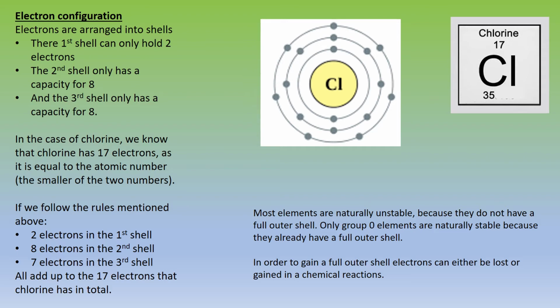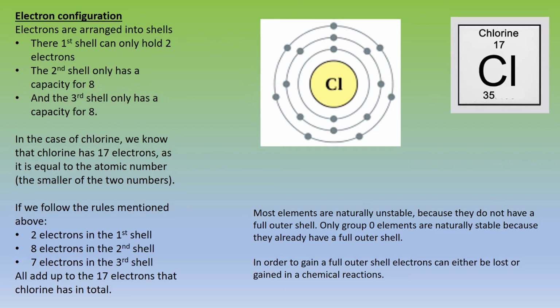Okay. Now naturally, most elements are just unstable. They've not got a full outer shell, so they're unstable. The only group that is stable is group 0. They are naturally stable because they already have a full outer shell. So if you look at things like helium, argon, stuff like that, they are our noble gases. You'll have heard that as well, but they're already stable.